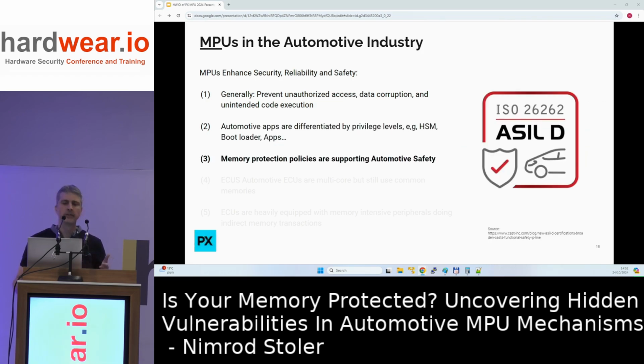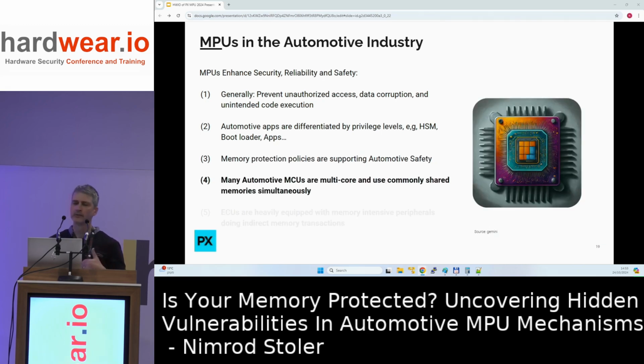Thirdly, using MPUs, automotive safety applications, such as those assessed by the ASIL scale defined in ISO 26262, can be allocated their own memories, both data and code, while blocking access to other non-safety applications. This considerably reduces the risk of interference and malicious access between safety and non-safety applications and promotes the overall safety of vehicles.